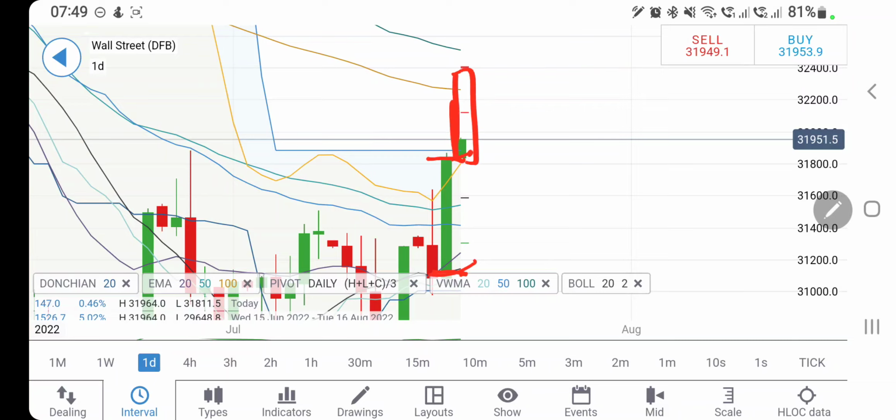If it continues to trade above 32,000 levels, go long, stay long. And yes, 32,120, 32,200, 32,400 levels should be there. And on the downside, if it breaks below 31,800, then only I will recommend you to go short. So in between 31,800 and 32,000, be cautious, be careful, and do not trade.